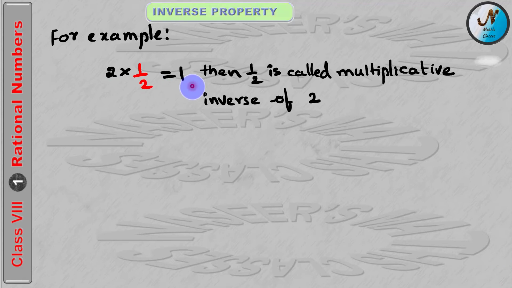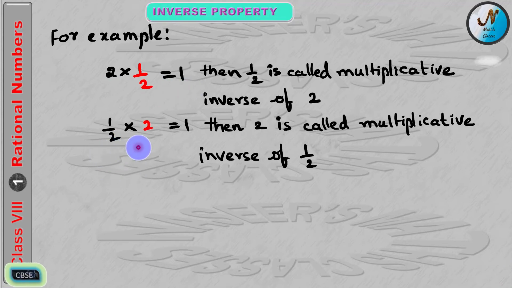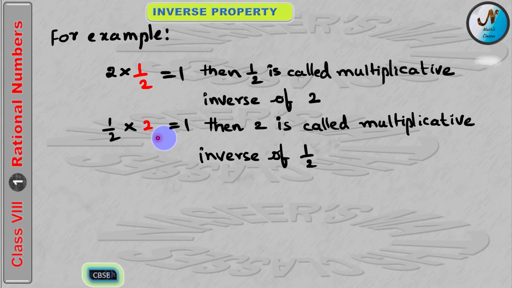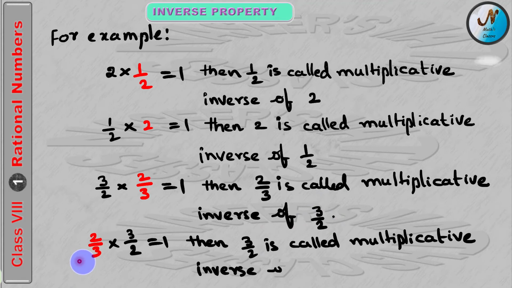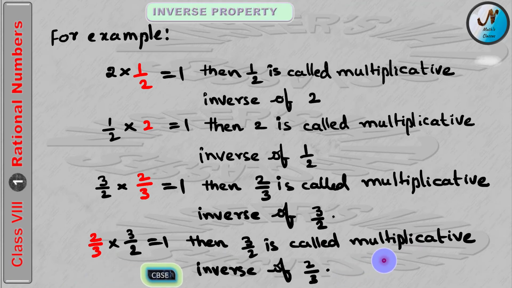If we multiply these two, we get 1. Next example, 1 by 2 is multiplied with its reciprocal 2, then we get 1. Then 2 is called the multiplicative inverse of 1 by 2. 3 by 2 is multiplied with its reciprocal 2 by 3, then we get 1. Then we call 2 by 3 the multiplicative inverse of 3 by 2. Next, if we multiply 2 by 3 with its reciprocal 3 by 2, which gives 1, then 3 by 2 is called the multiplicative inverse of 2 by 3.